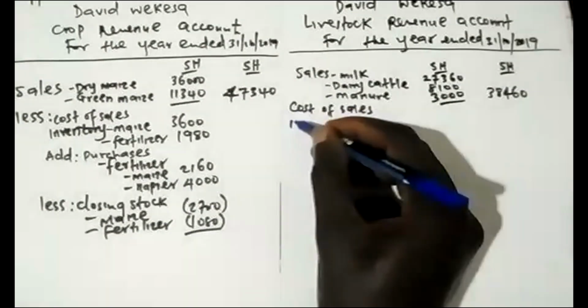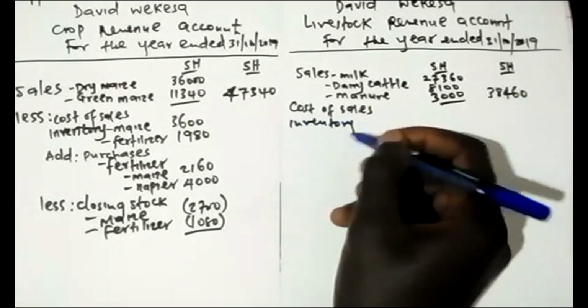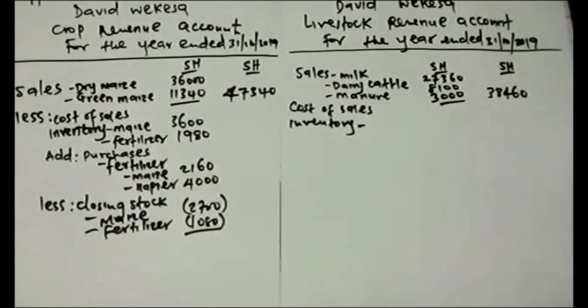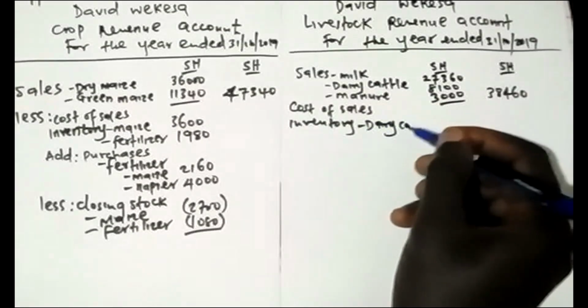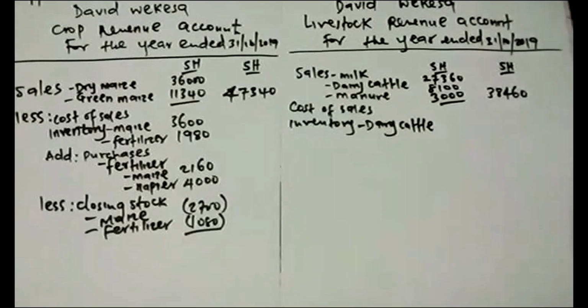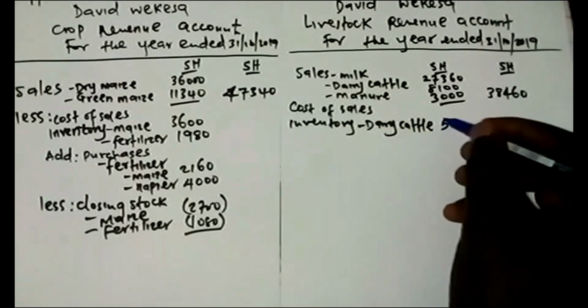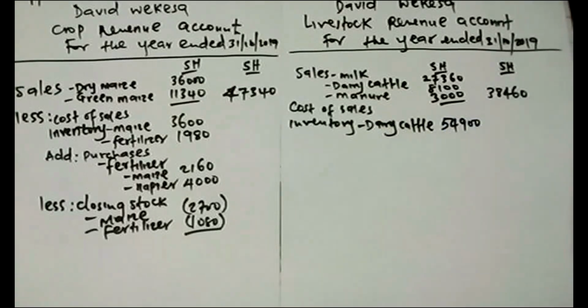So we can go to the livestock. We start with the inventory. Under this livestock, I think now you have checked what we are supposed to do. Under the opening stock, which is all about the inventory at the start of the year, I have the dairy cattle. That is 54,900. You can check from your question. I think you have the relevant question.